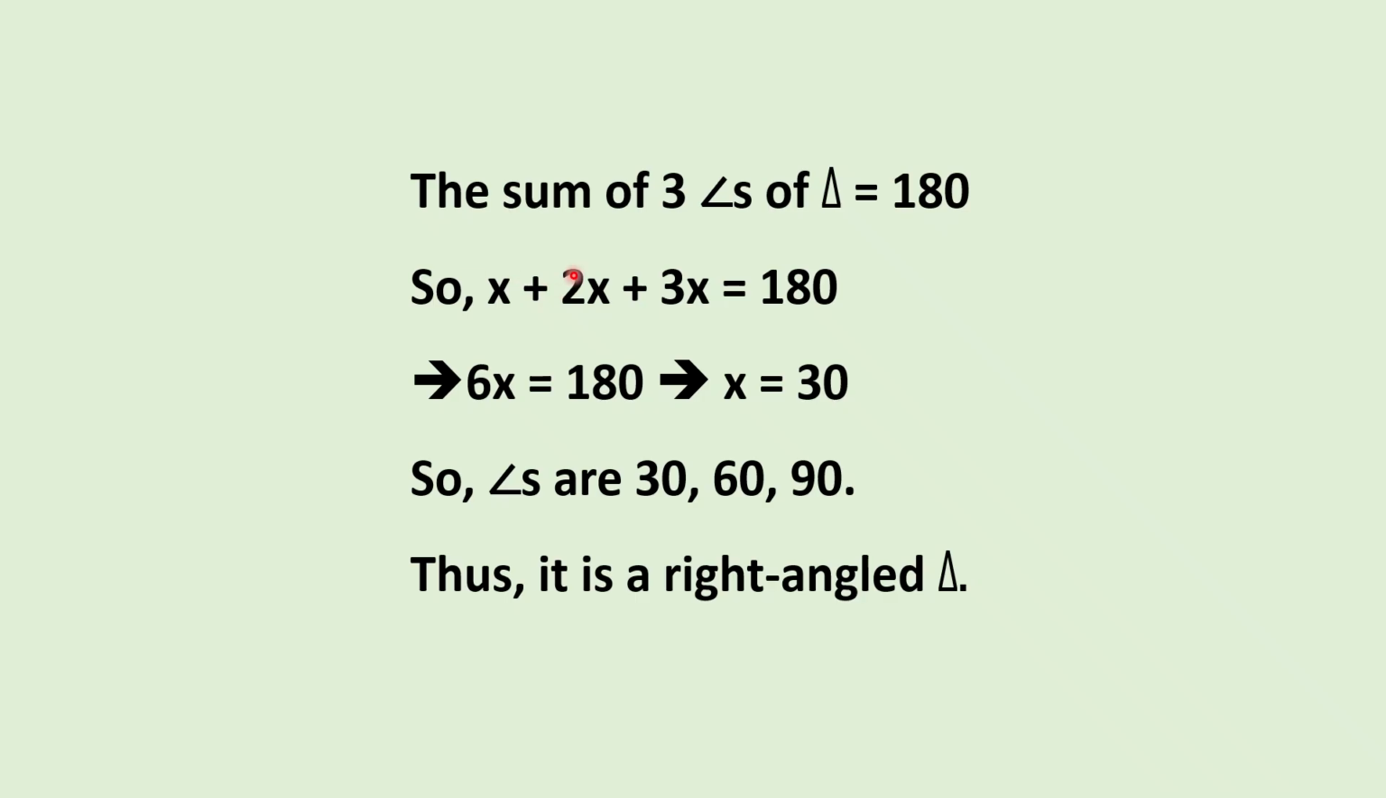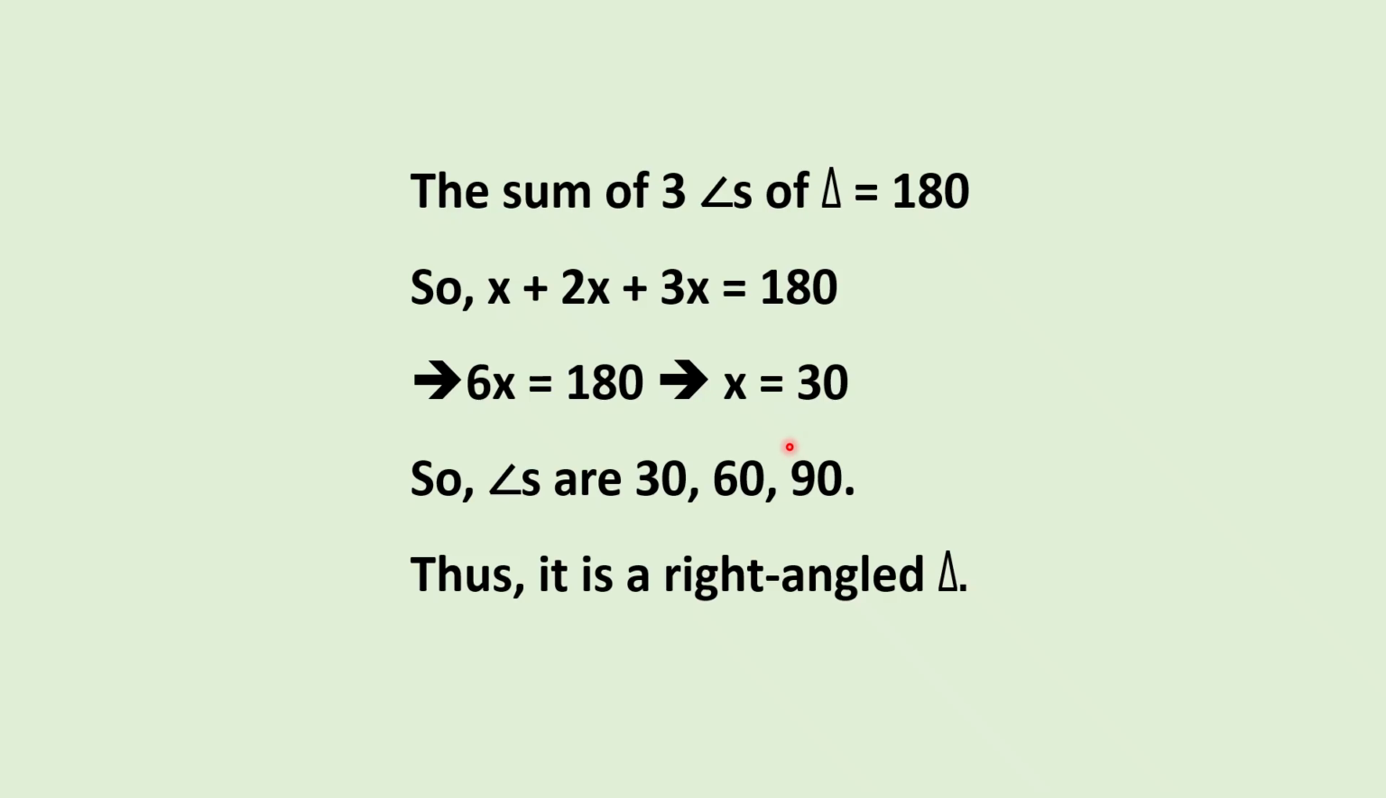So 1x plus 2x plus 3x, that is 6x. 6x is equal to 180, x equal to 30. So angles are x means 30, 2x means 2 into 30, that is 60, and 3x means 3 into 30, that is 90. So the angles are 30, 60 and 90.